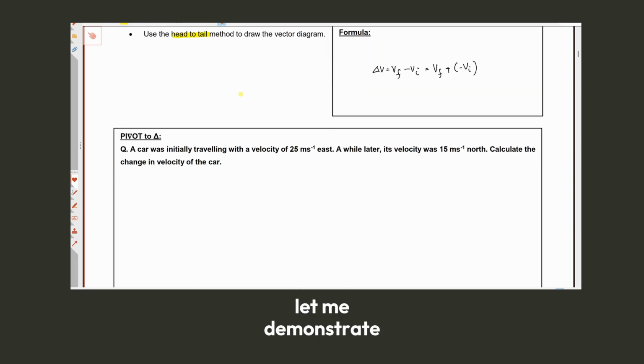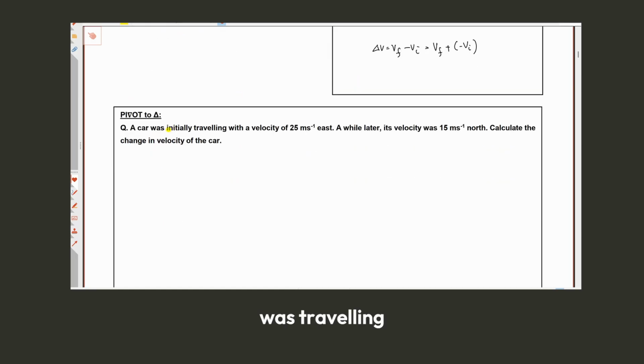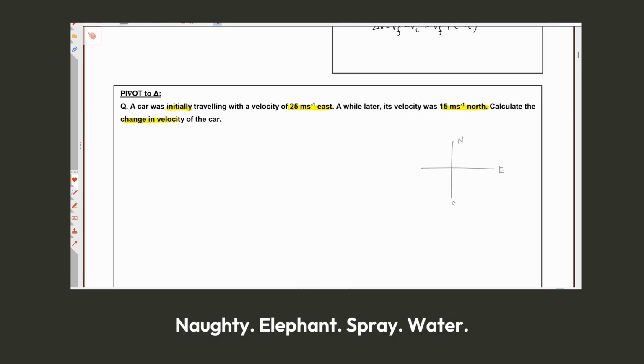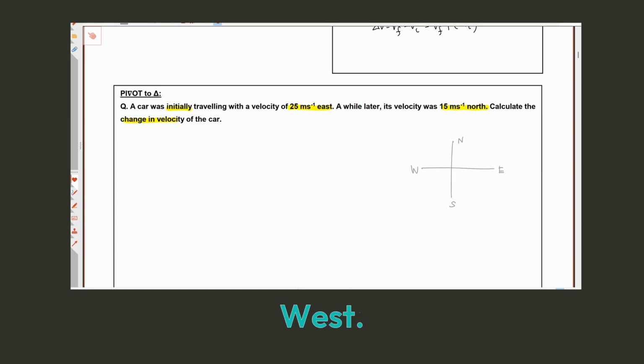Right? So let me demonstrate using a simple example. Initially, the car was traveling 25 meters per second east, after which it travels at 15 meters per second north. You want to find the change in velocity. So always make a simple sketch. We have Never Eat Soggy Waffles: north, east, south, west.